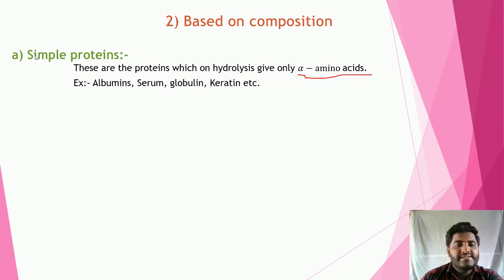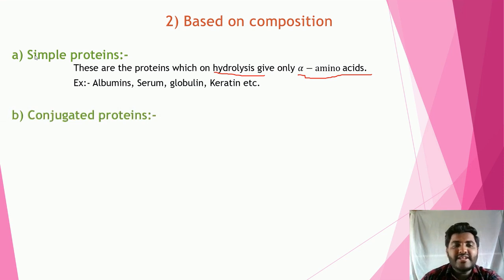If you know albumins, serum globulin and keratin, keratin in hair, you know already. These are the examples for simple proteins. So what are simple proteins? These are the proteins which on hydrolysis give only alpha amino acids. I hope you understood. So next one, conjugated.